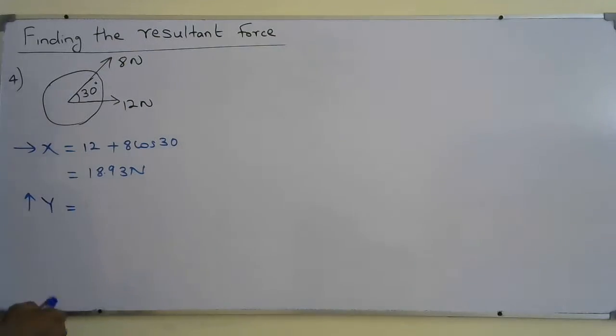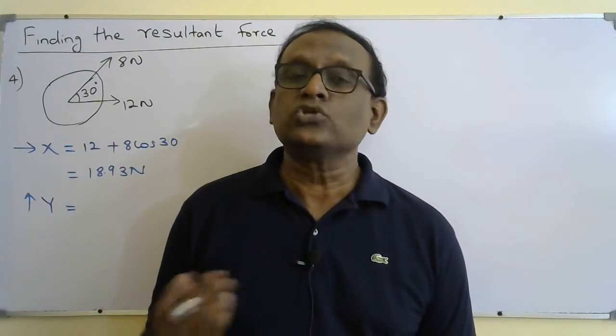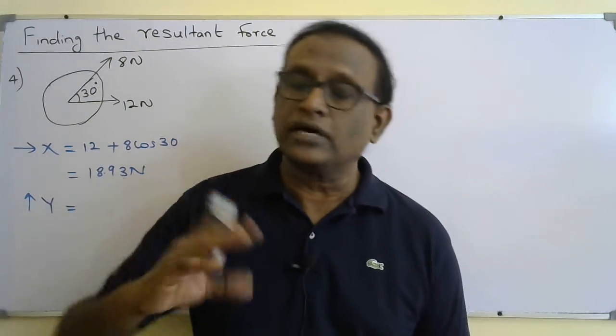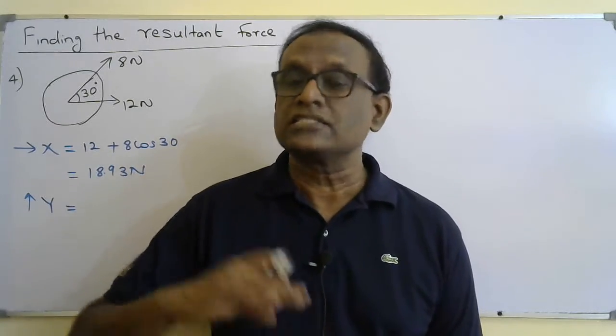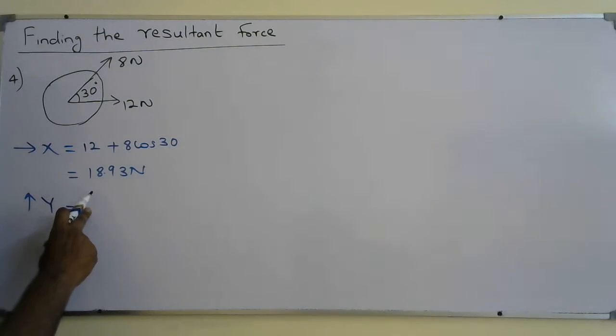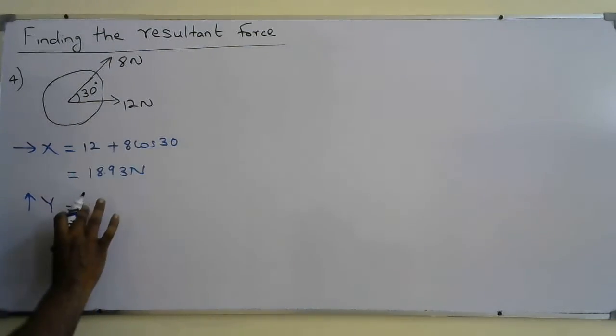This is a horizontal vector. Just now only I told horizontal force has no vertical component. You can't resolve a force through a horizontal. That means you can't resolve a force through 90 degree. Horizontal force has no vertical component. So this has no vertical component. I should put 0, but not necessary to put 0. I'll just leave this. So this has no vertical component.